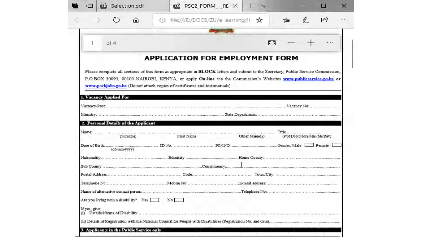Then they ask you about the vacancy applied for. So what is the vacancy post? In this case, for government jobs, all this information is provided. So the vacancy or post, that is like chief accountant, human resource assistant. Then there's always a vacancy number, something 2020, ministry. Is it the Ministry of Education? Then what department? Is it higher education or lower, or whatever name is given?